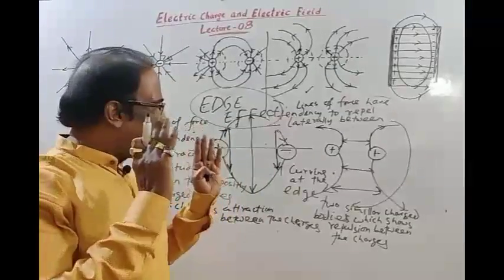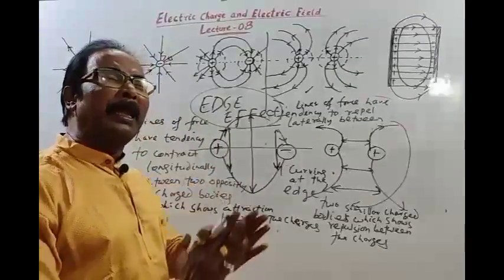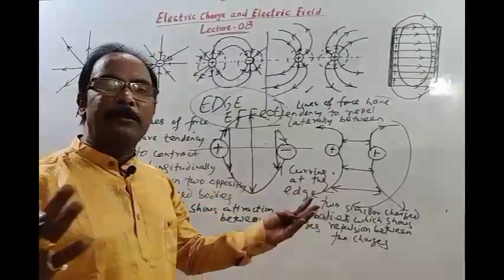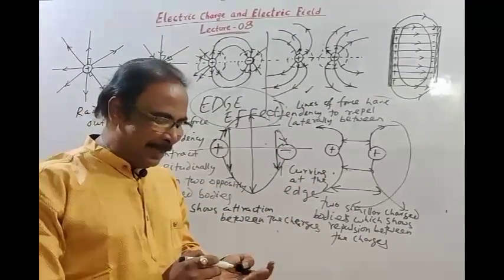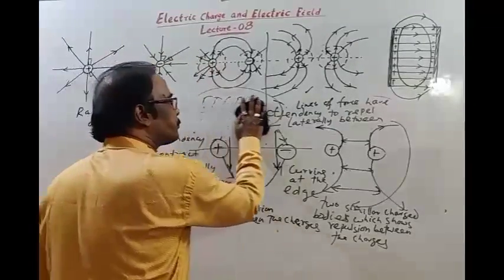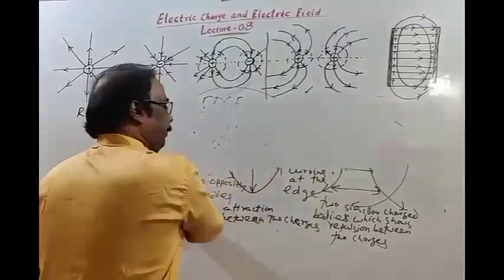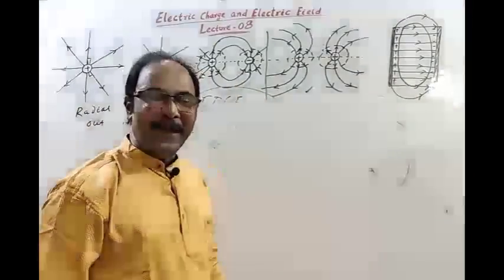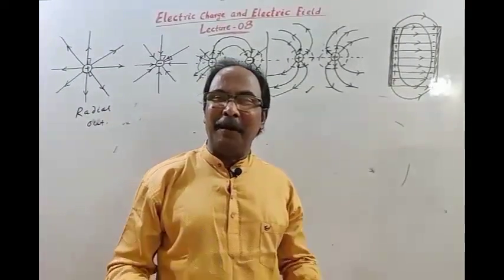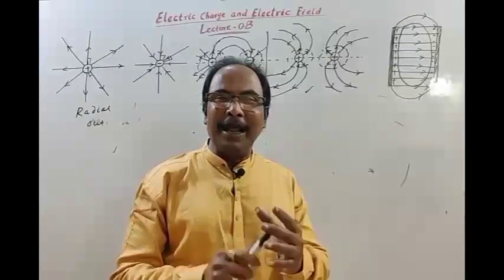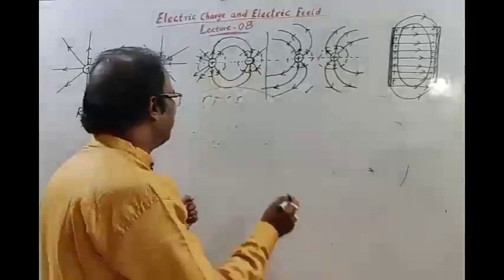This observation means curving at the edge is called the edge effect. Okay. So these are basic concepts on lines of force. Okay. As we have discussed, where lines of force are crowded, electric field is stronger. Some simple fundamental questions. Okay.